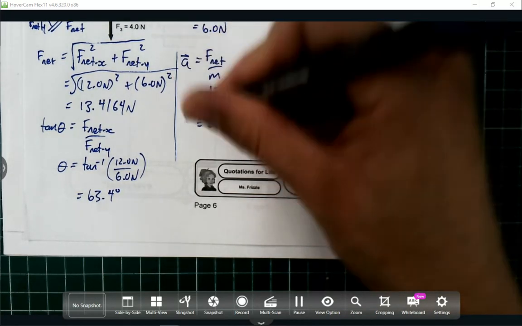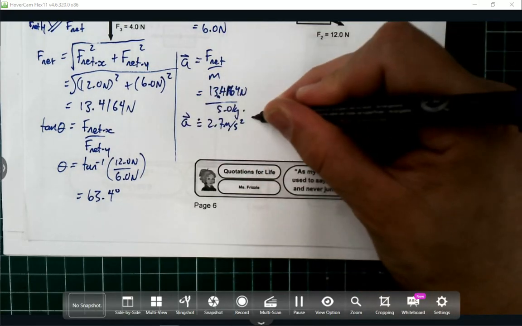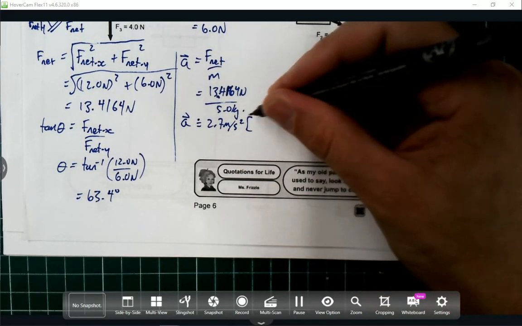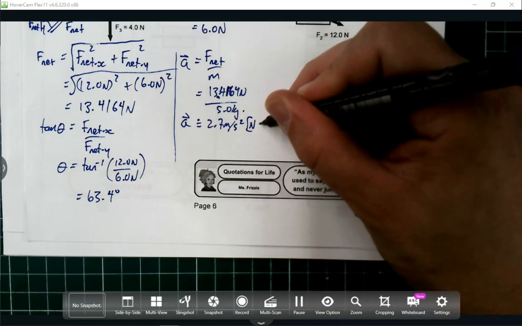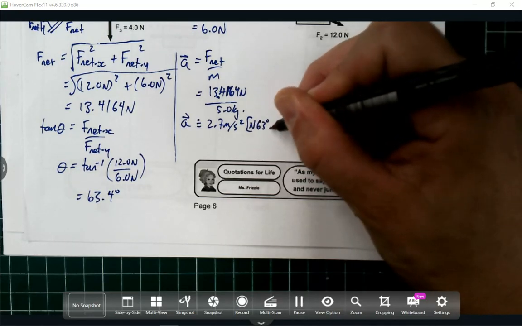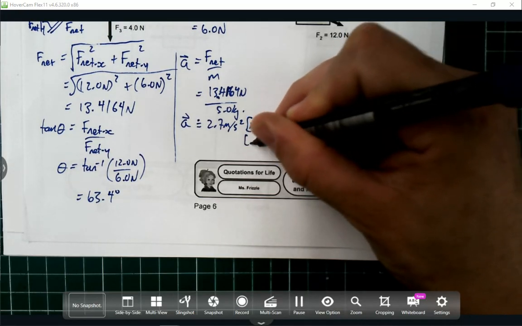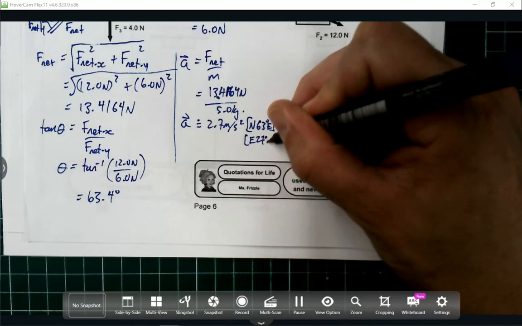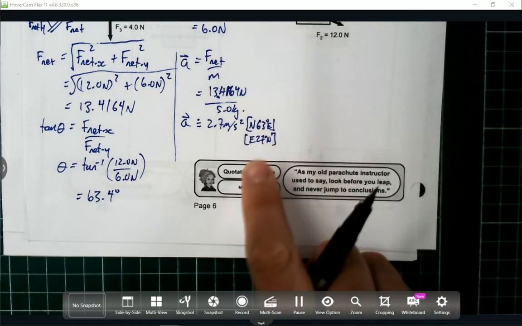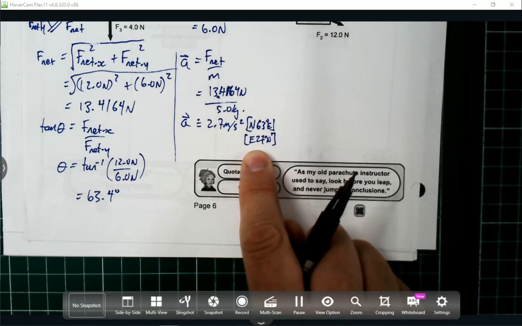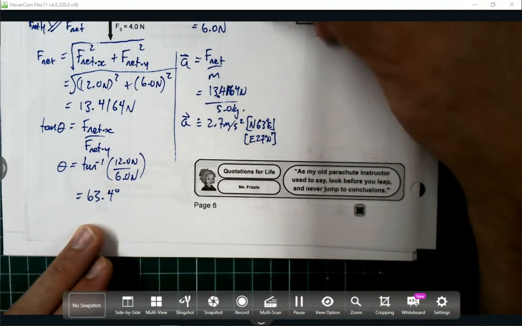And if I want to make this like an acceleration with a direction, then I could say, okay, north 63 degrees east, or east 27 degrees north, the bottom of which would be considered better according to our textbook. But either one I would be okay with.